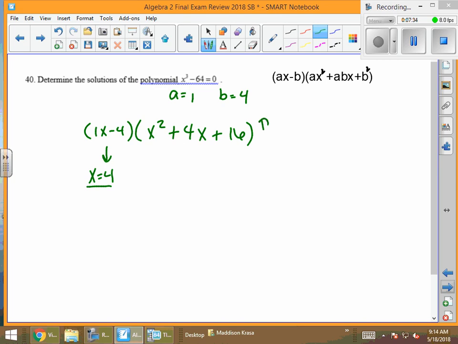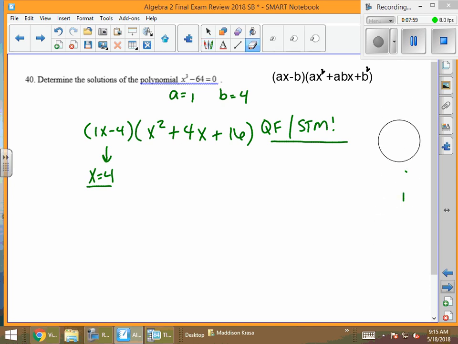And then we have to do either split the middle or quadratic formula here. You can try split the middle on these. I would go straight to quadratic formula. If we try to do split the middle with 16, our options for multiplying to 16 are 8 and 2 and 4 and 4. Neither of those options will ever add to 4, so we know that we need to do quadratic formula.